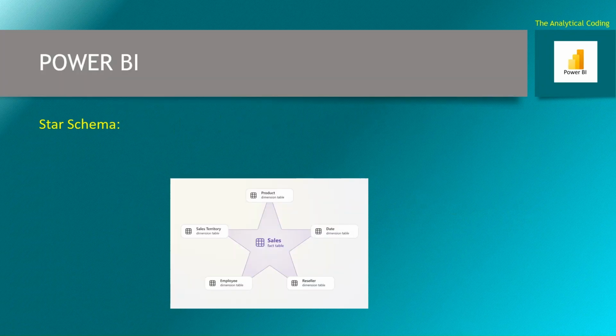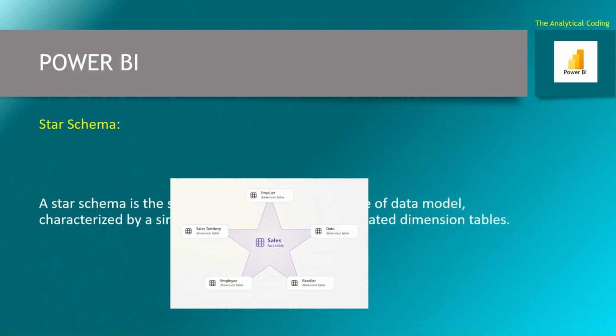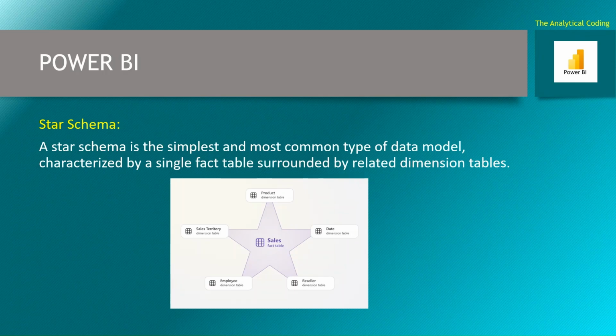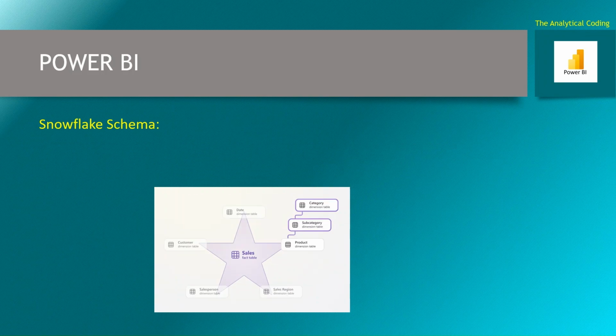Coming to the star schema, imagine a model that looks like this, and this is known as a star schema. It is the simplest and most common type of data model, characterized by a single fact table surrounded by related dimension tables. Star schema is often preferred for simpler and faster queries, and when data analysis needs to be easy to navigate. And coming to the next one, that is snowflake schema.